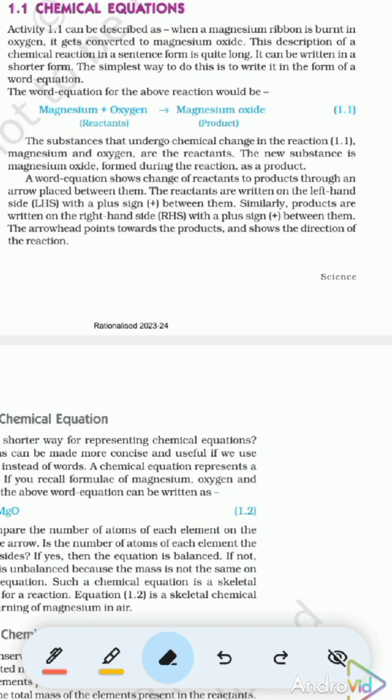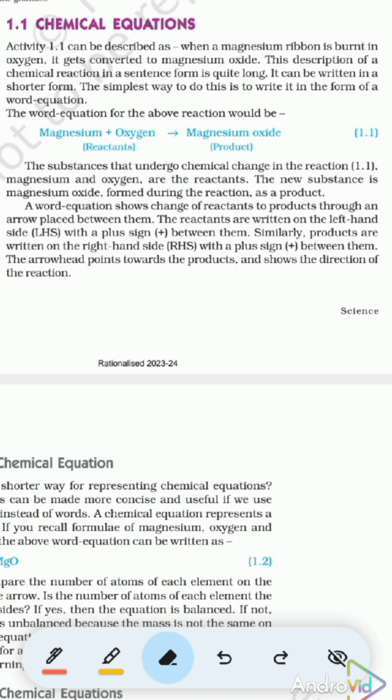In activity 1.1, what we did was take a magnesium ribbon and burn it. When a magnesium ribbon is burnt in oxygen, as I already said, burning takes place only in the presence of oxygen, it gets converted to magnesium oxide, and this is a description. This description of a chemical reaction in sentence form is really long, right? So, we can write this in a shorter form. A simple way to do this is to write it in the form of a word equation.